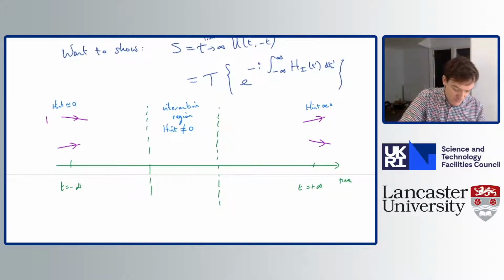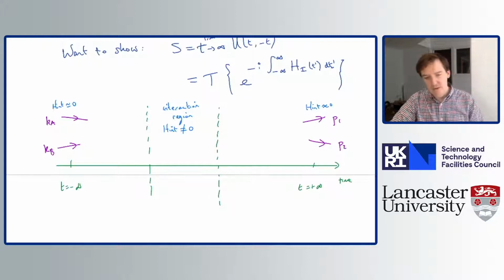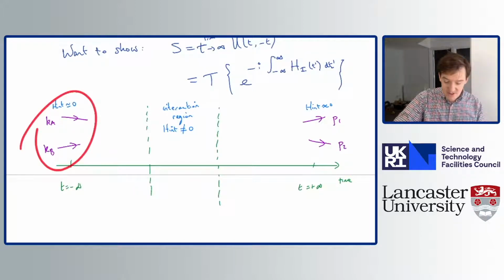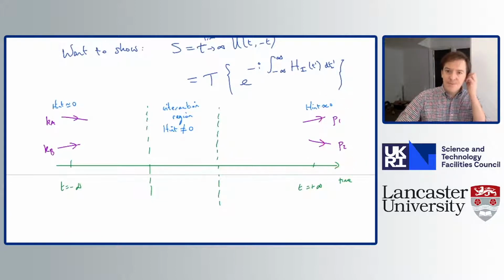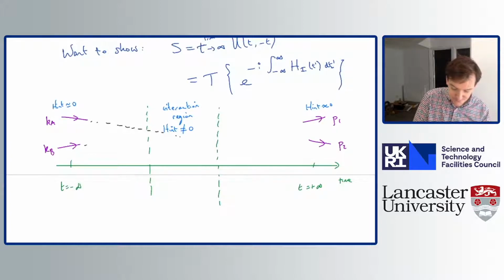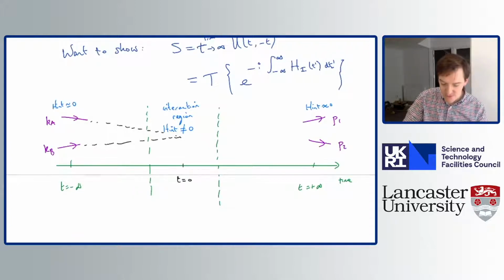So we have some particle momentum Ka, momentum Kb, and it's going to end up in some state with P1 and with P2. Okay, so we want to understand the scattering process where these initial particles end up in potentially some different state. Obviously in the real process, these particles will come together around some reference time, let's call it t equals 0, and then they'll leave again.